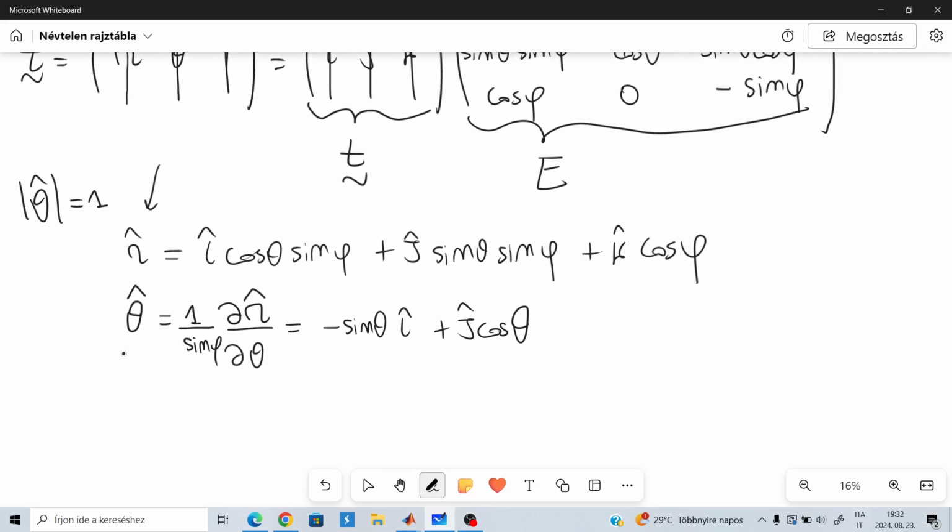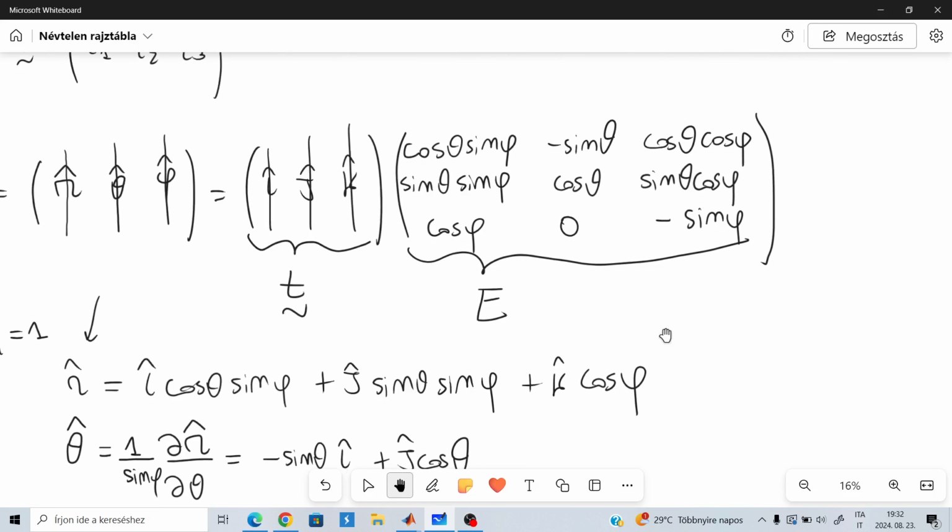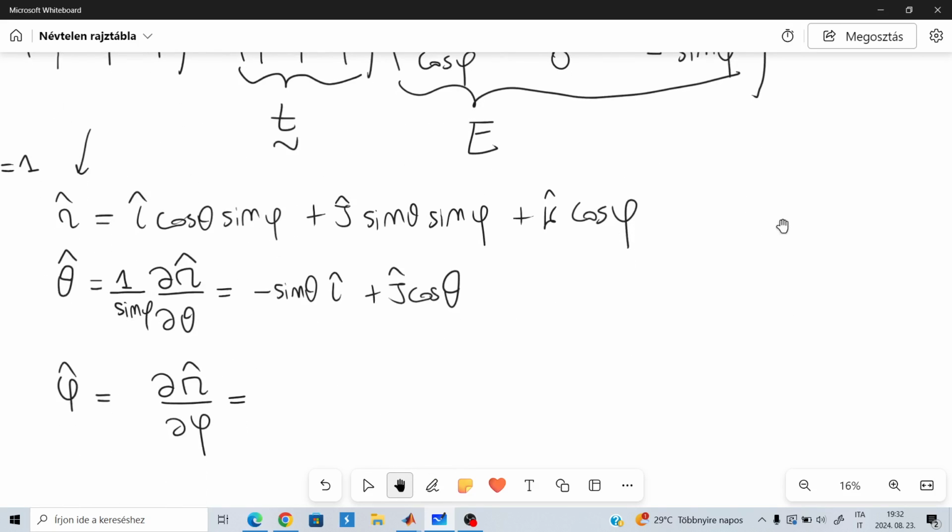And finally, you can also calculate the unit vector along phi. One can show that this is given by dr d phi, and there is no factor here in this case, because when you take the derivative, what you get from that is already a unit norm vector. And so basically you simply have to take the derivative of this with respect to phi, and it's also quite easy to see that this will be given by these vectors multiplying this column here. So you get cosine theta cosine phi i plus j sine theta cosine phi minus k sine phi.